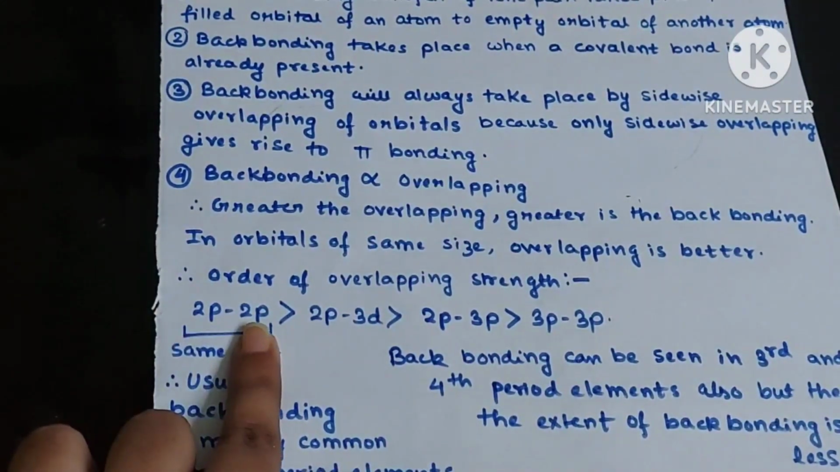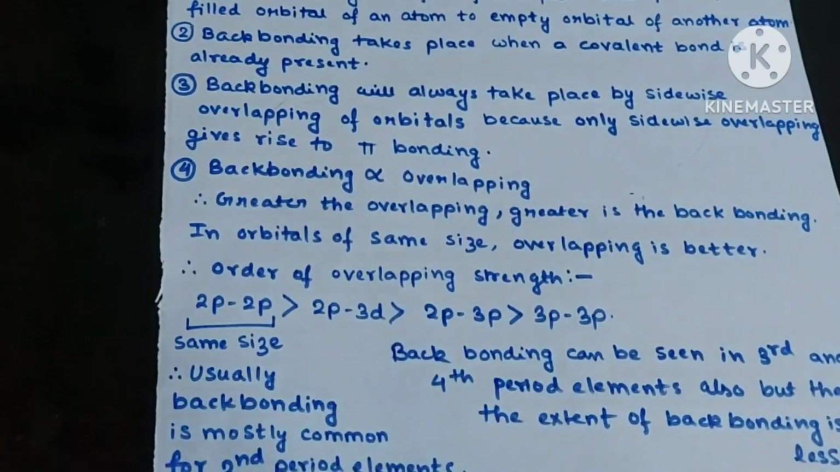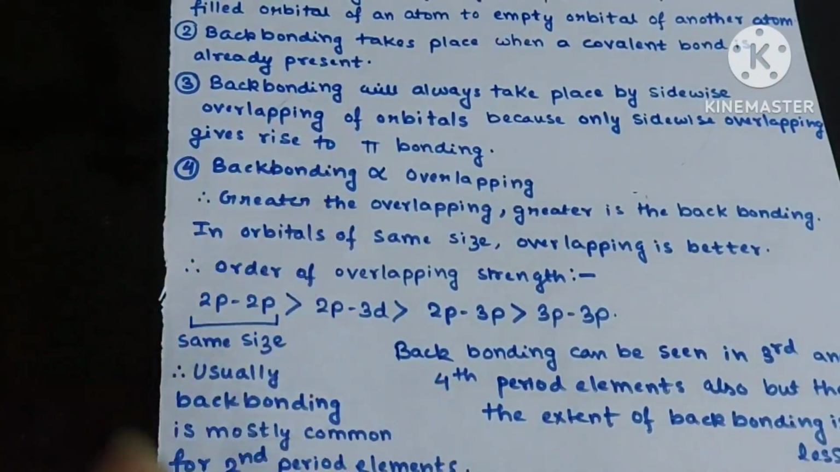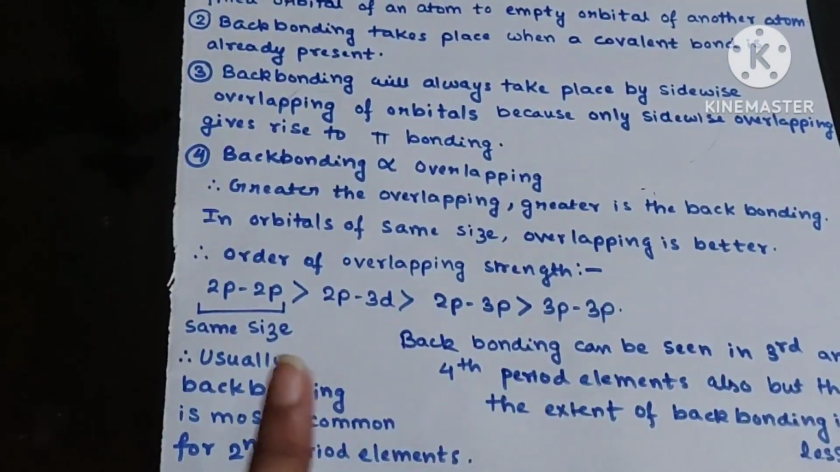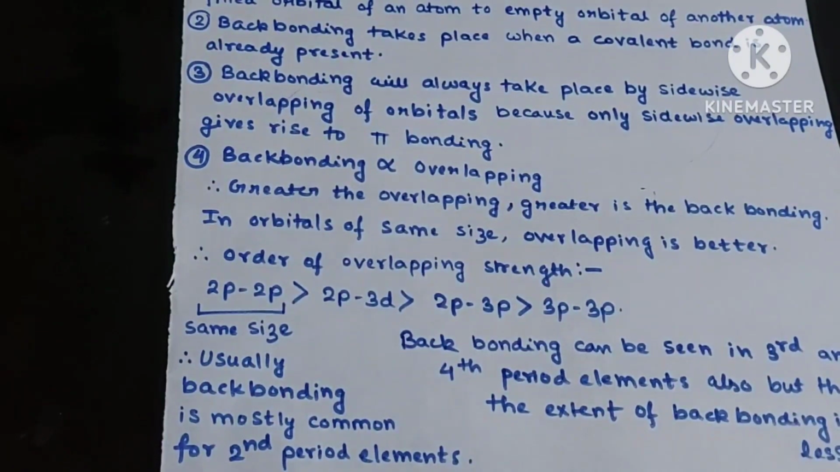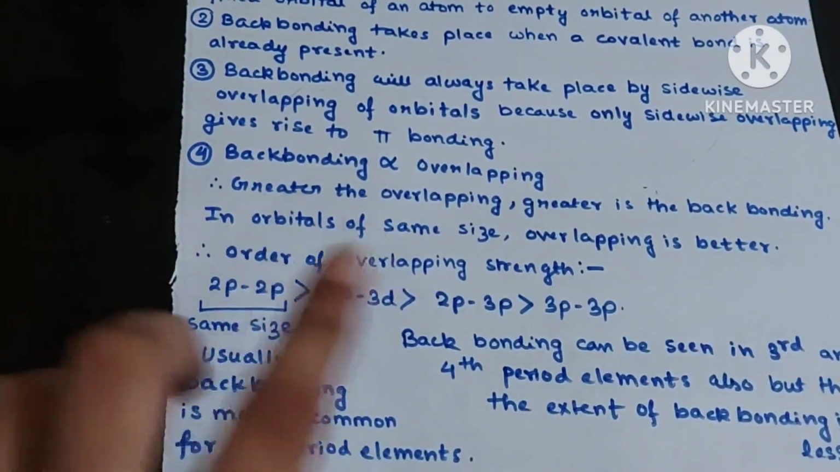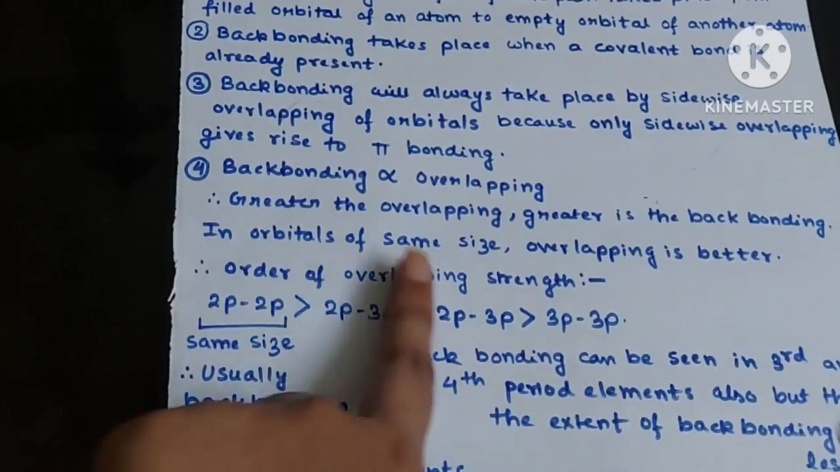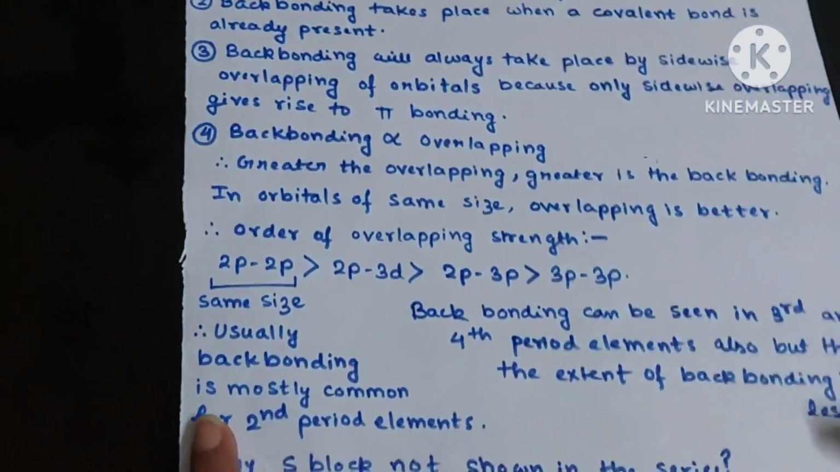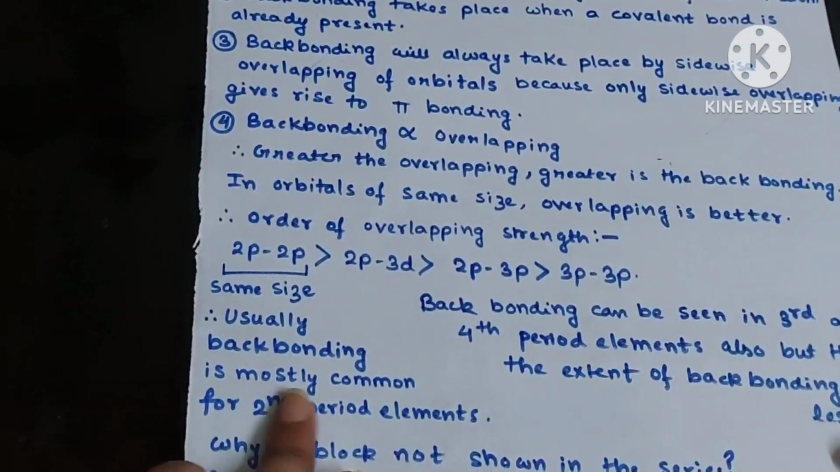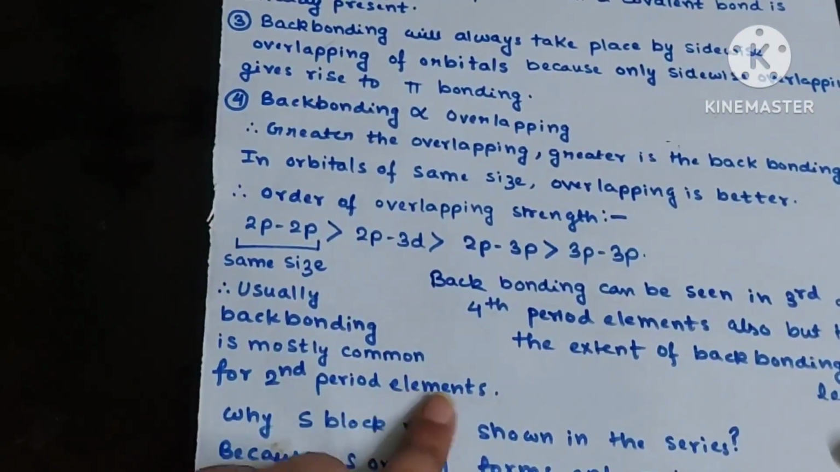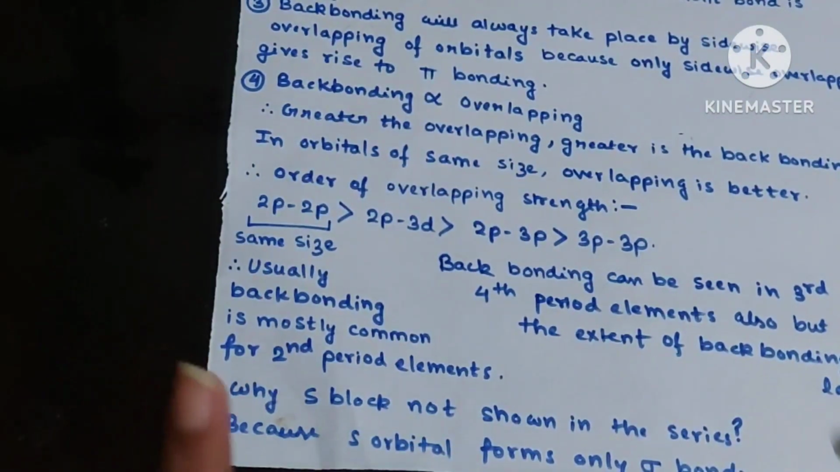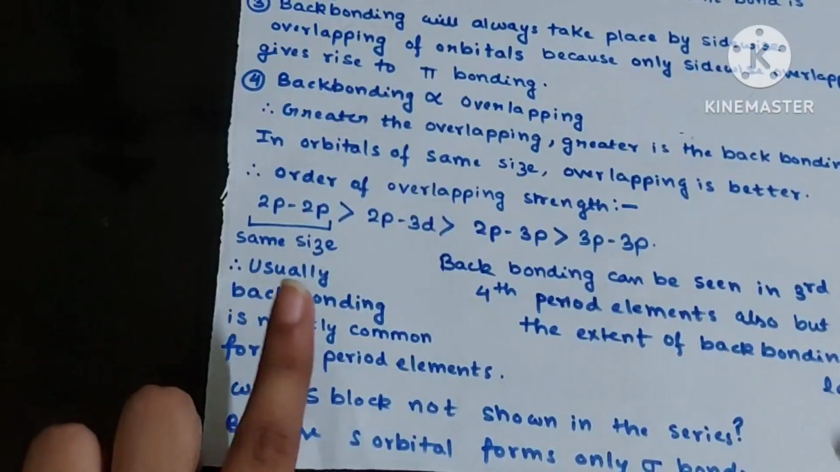So 2p and 2p orbital, if electrons that are present in 2p orbital are transferred to empty 2p orbital of another atom, then the back bonding will be better, because 2p 2p orbital overlapping is better. They are of same size, therefore overlapping will be better. Therefore usually back bonding is mostly common for second period elements.